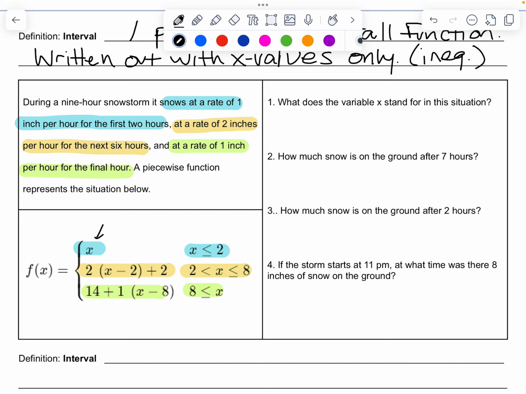I'm really going to focus on the first function to help me with question number 1. What does the variable x stand for in this situation? I can see x playing itself out during the functions and the intervals, and hopefully we understand that that is a reference to the amount of hours since the snowstorm started.